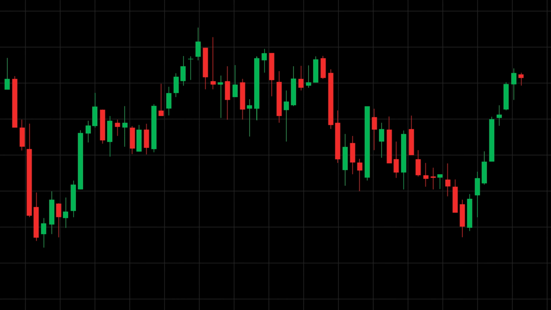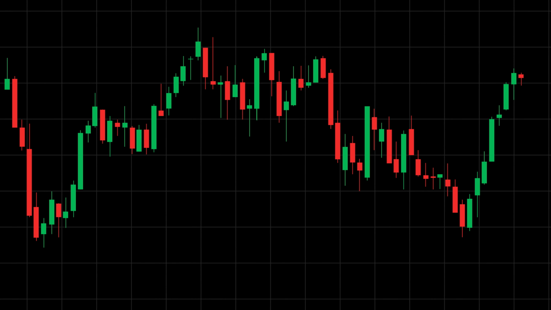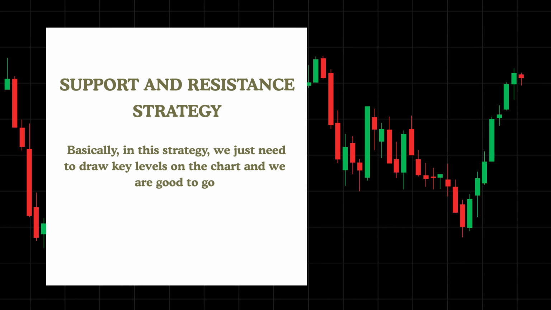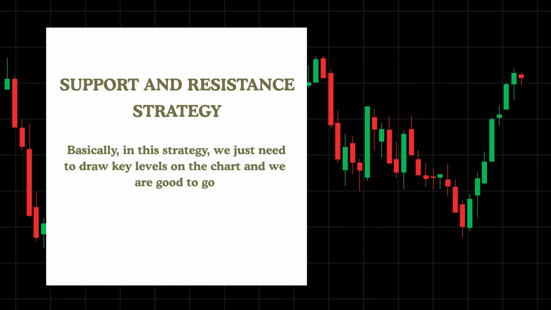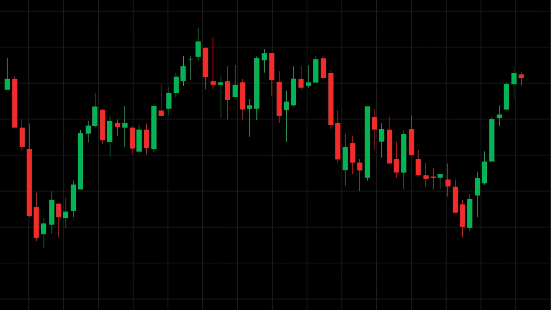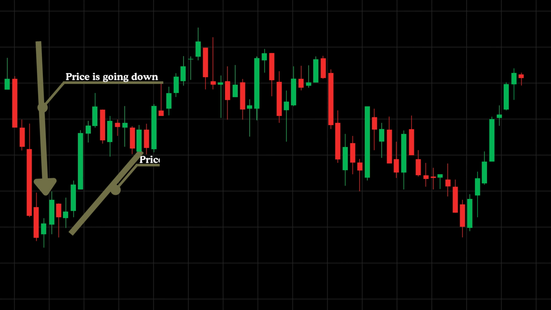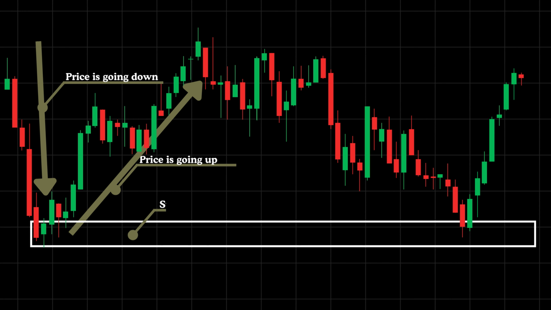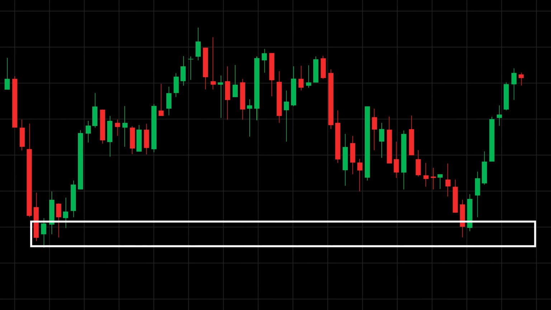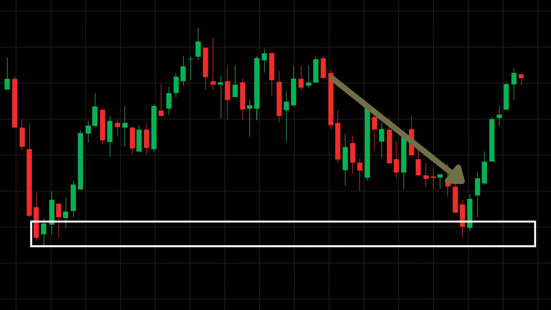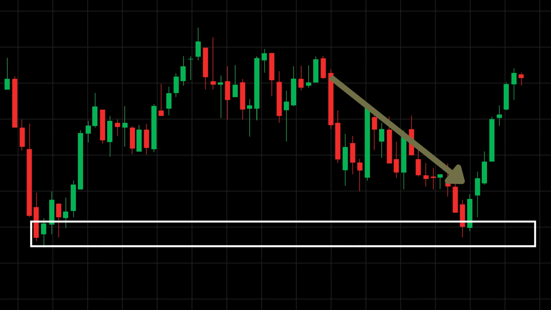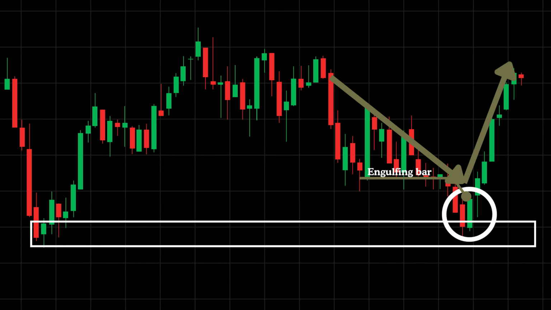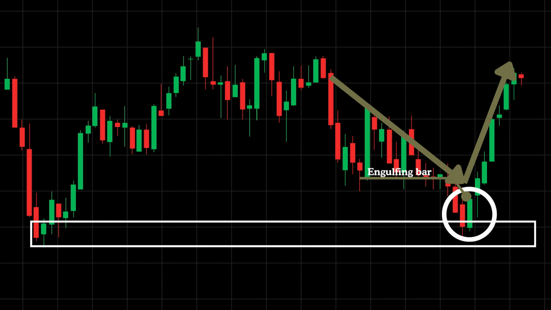First on my list is trading price action with support and resistance. Basically, in this strategy, we just need to draw key levels on the chart and we are good to go. Look at this chart. We can see that the price keeps moving downward, then after some time it moves upward. That zone where the bounce occurs is considered a key level of support. Now we wait for the price to return to this level. After touching the support area, it forms a bullish engulfing pattern and the price rallies upward. This creates a solid trading opportunity.